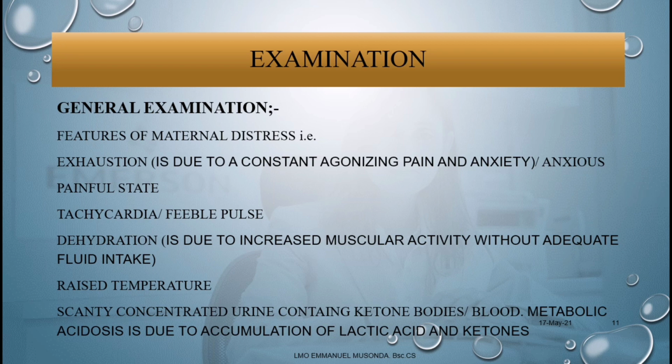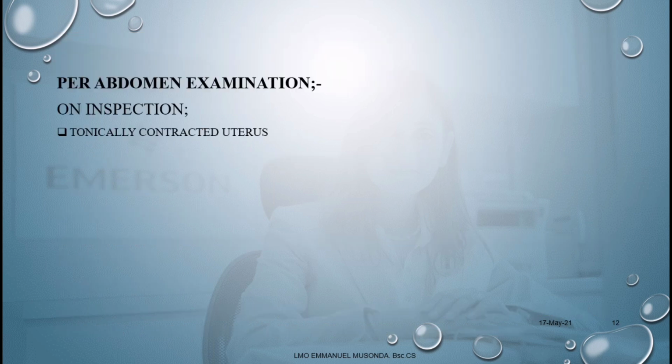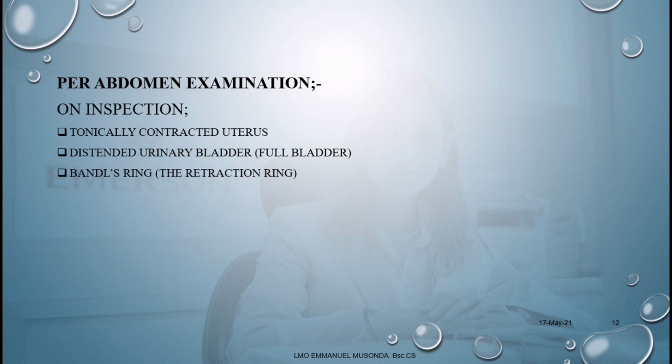Then there will be scant concentrated urine containing ketone bodies or blood, and sometimes metabolic acidosis due to accumulation of lactic acid and ketones. That's where the metabolic acidosis comes. Then per-abdominal examination: on inspection there should be a tonically contracted uterus, then a distended urinary bladder, a full bladder in short. Then there will be Bandl's ring, which is the retraction ring.